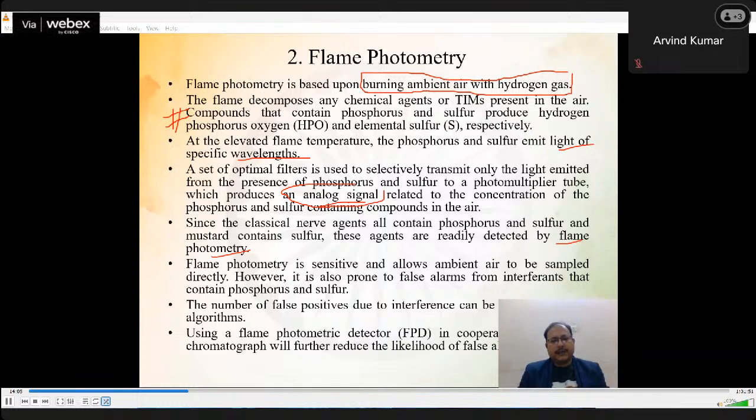It is sensitive and allows ambient air to be sampled directly. However, it is also prone to false alarms from interference that contains phosphorus and sulfur. So you cannot say that only the agents have this particular thing, and there could be a probability of false alarms in flame photometry. The number of false positives due to interference can be minimized using algorithms, and using a flame photometry detector in cooperation with a gas chromatograph will further reduce the likelihood of false alarms. So again, it's a very good technology or mechanism to understand which type of chemical agents are present, because it decomposes any chemical agents and the ions present in the air.